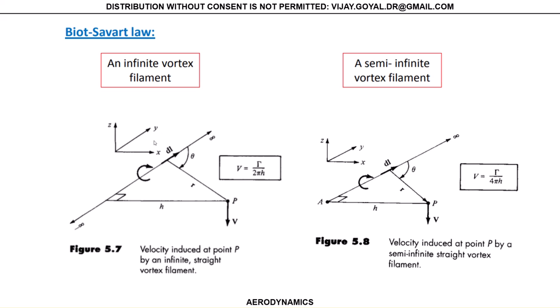There is a nice comparison for the infinite case. It goes from minus infinite to infinite, and this gives you a 2. And when it's semi-infinite, starting at one point and going to infinite, that has a 4.